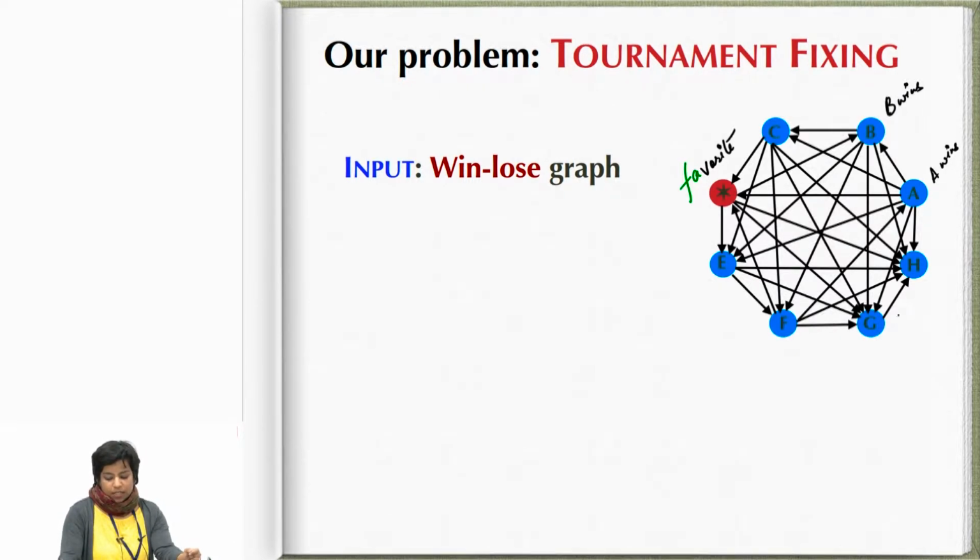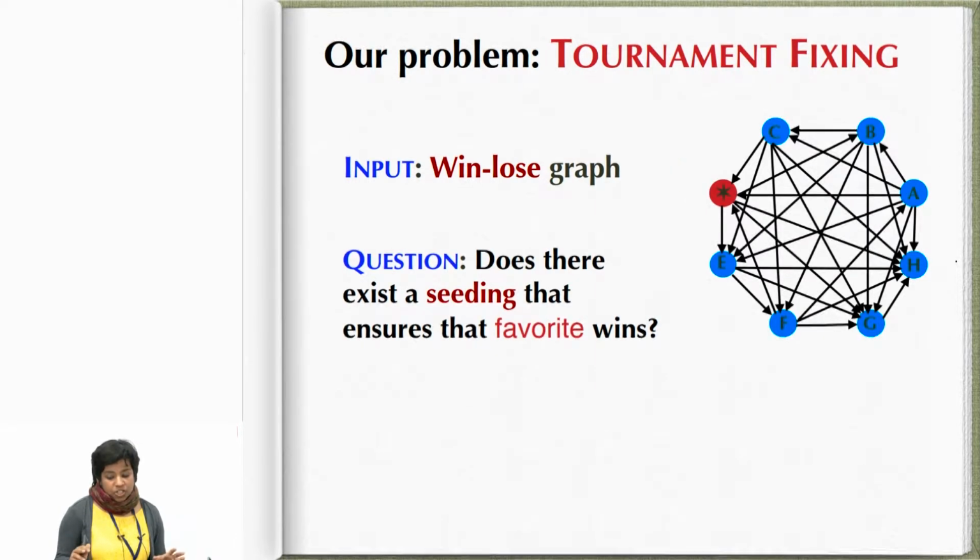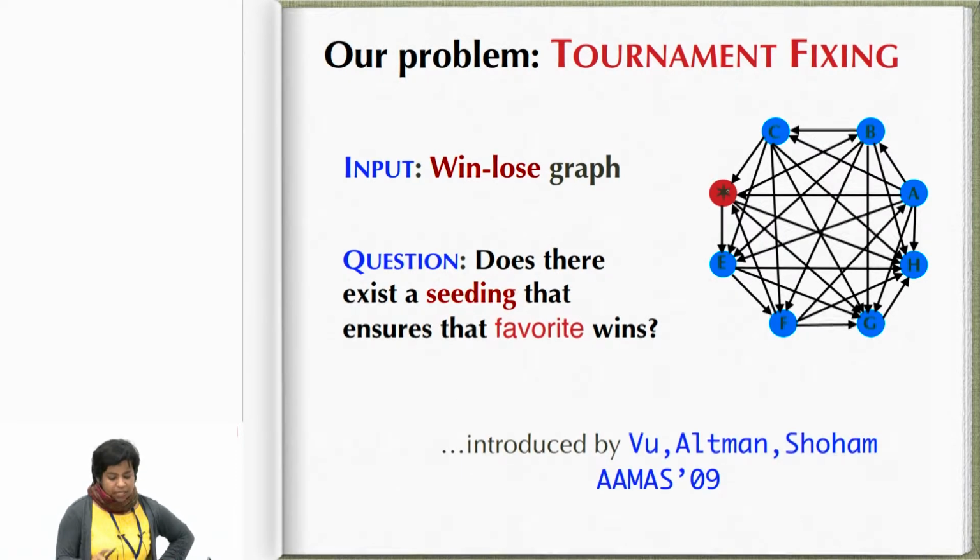So this is what we'll call the win-lose graph. This is the information I have. This is the predictive information we have about various matchups. So the question now is, by looking at this win-lose graph, can I extract a seeding that will ensure that this star player, this favorite guy, will actually win the tournament? Okay. So this was a question that was introduced by these 3 people way back in 2009 in a paper that appeared in AAMAS.